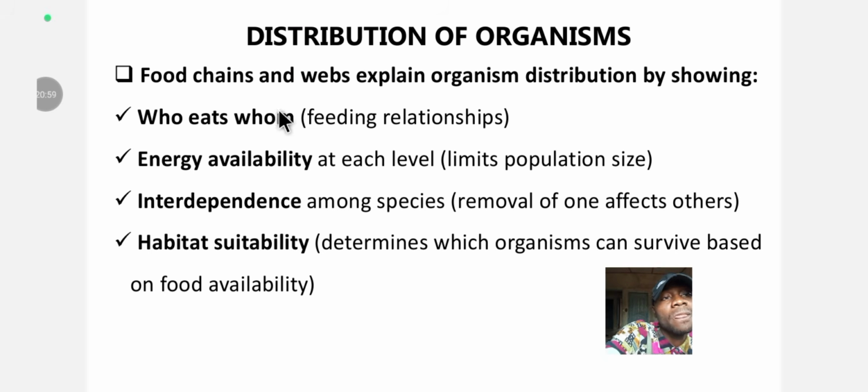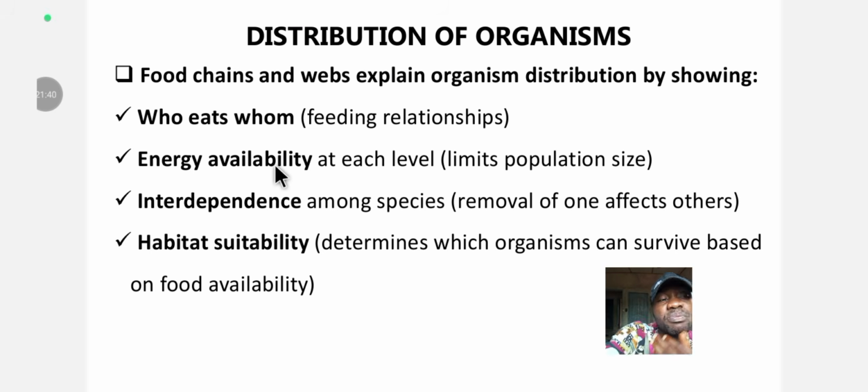Under the distribution of organisms, food chains and food webs explain organism distribution by showing who eats whom. That is the feeding relationship. Energy availability tells us where an organism should be.